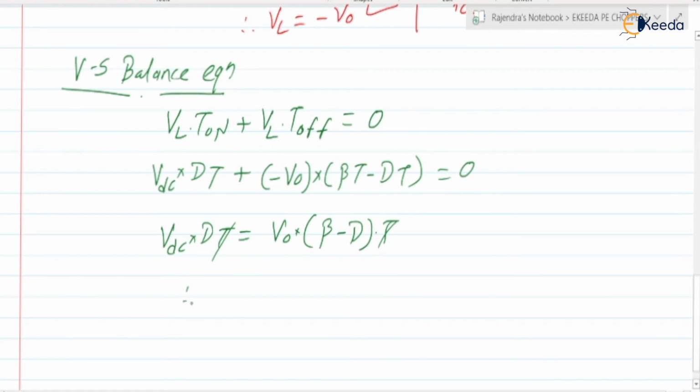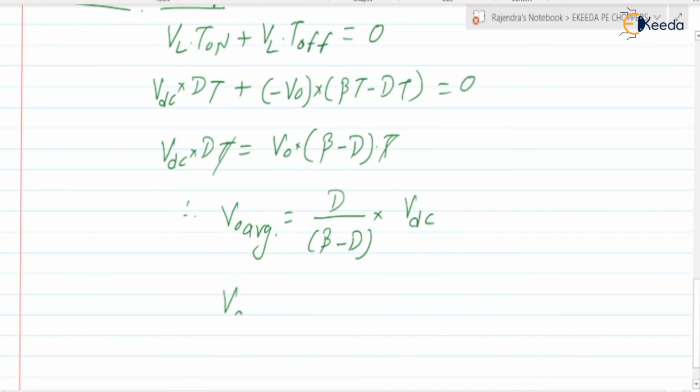Therefore we can write V0, that is nothing but the V0 average only, is equal to d upon beta minus d into VDC. So this is the expression for V0 in discontinuous conduction mode: V0 in discontinuous conduction mode is equal to d upon beta minus d into VDC.